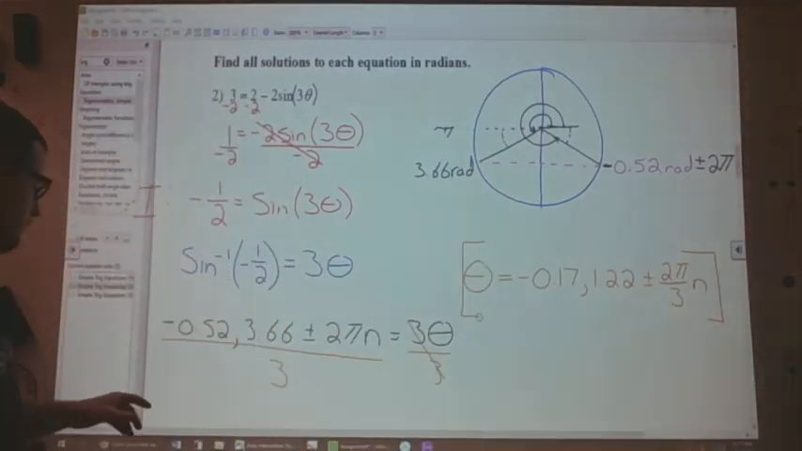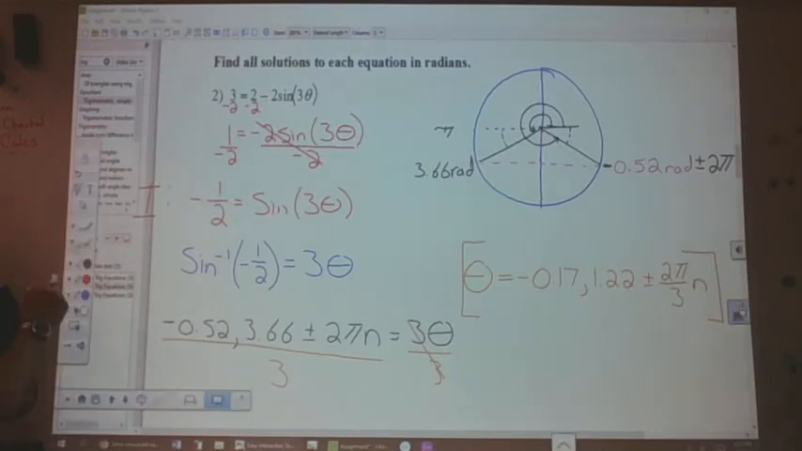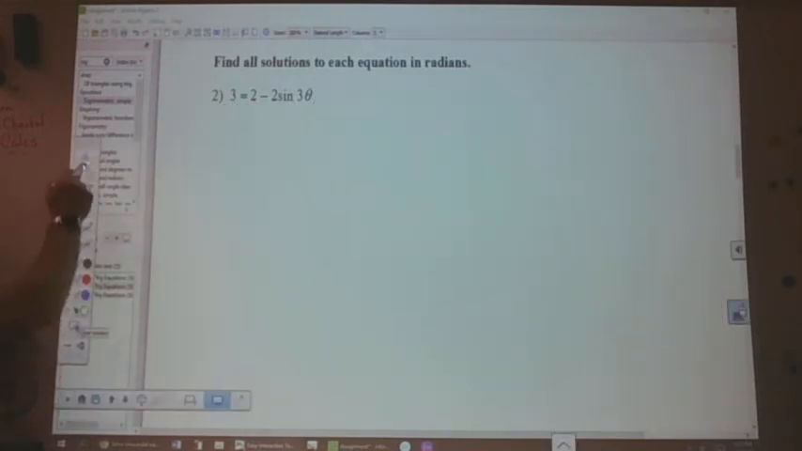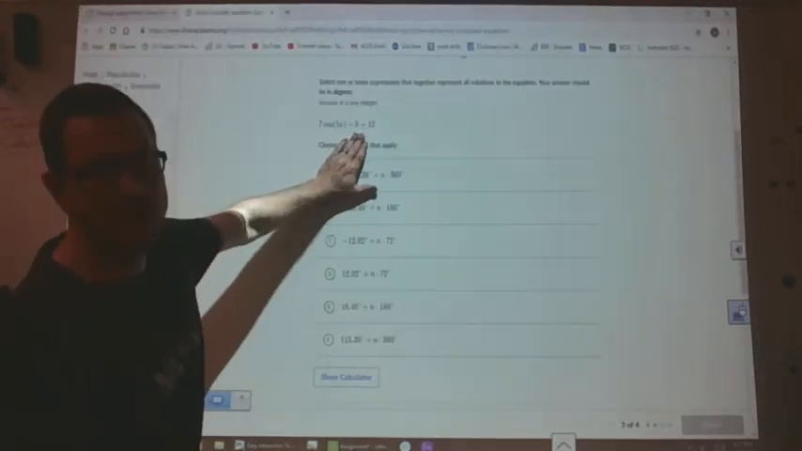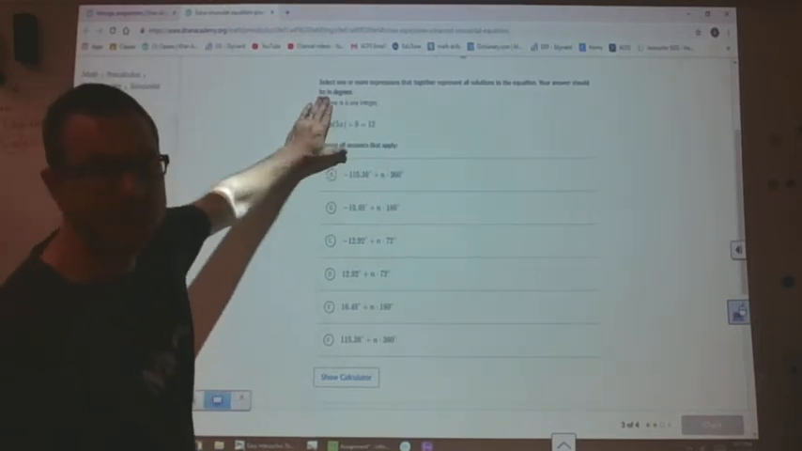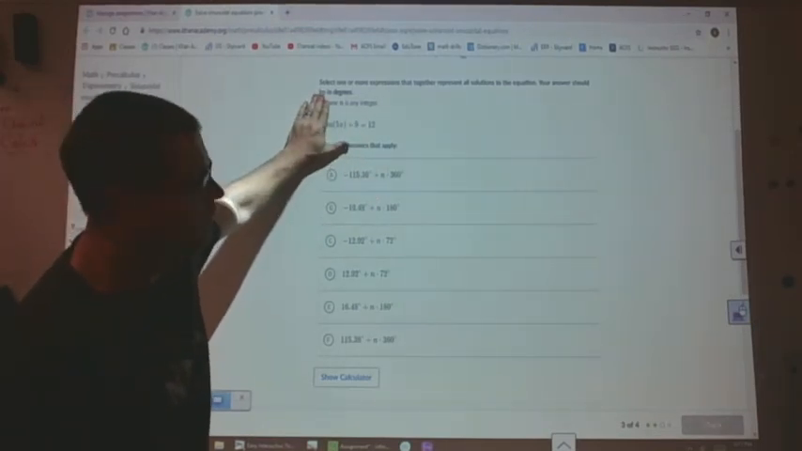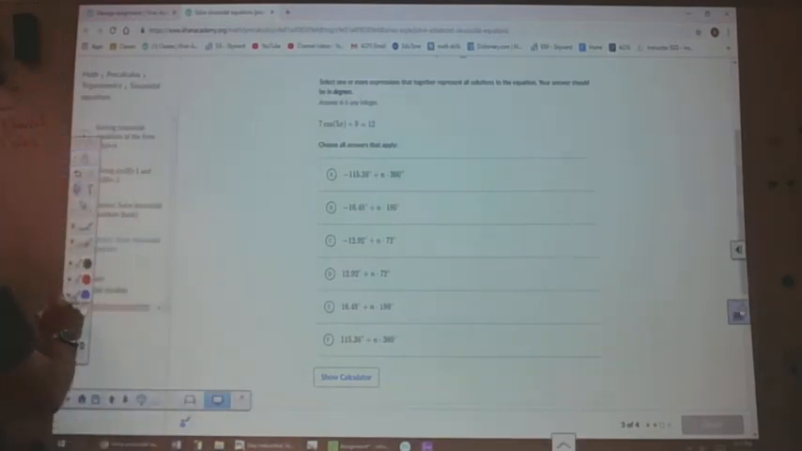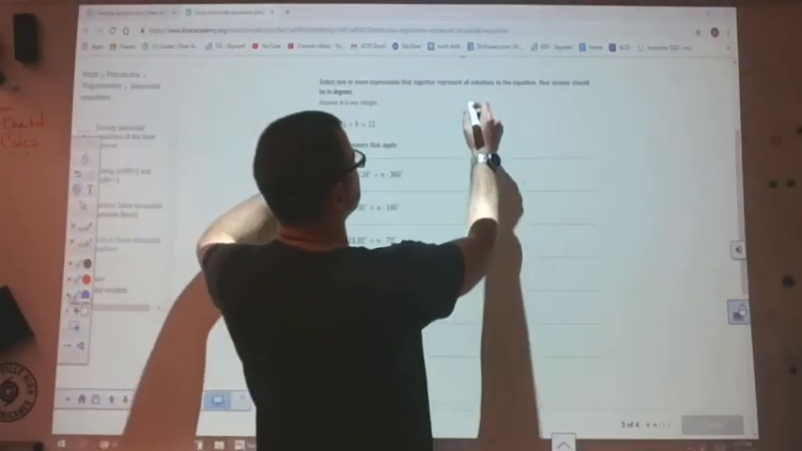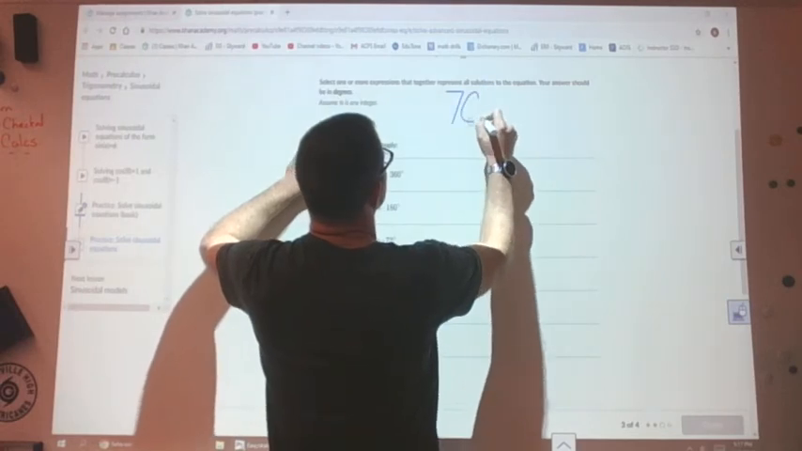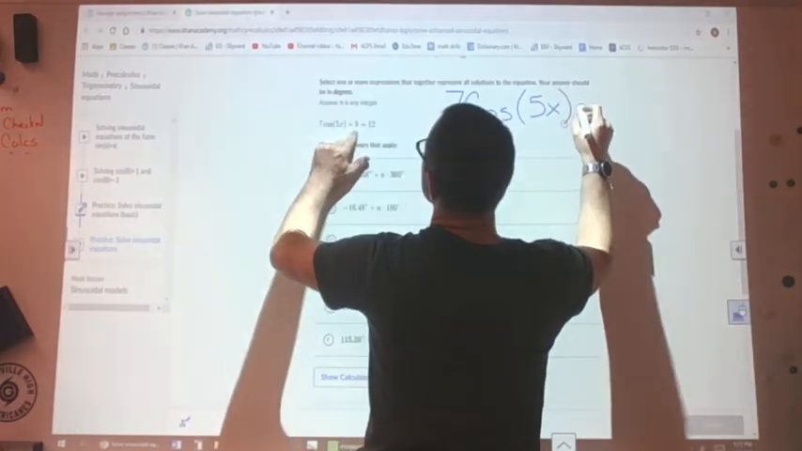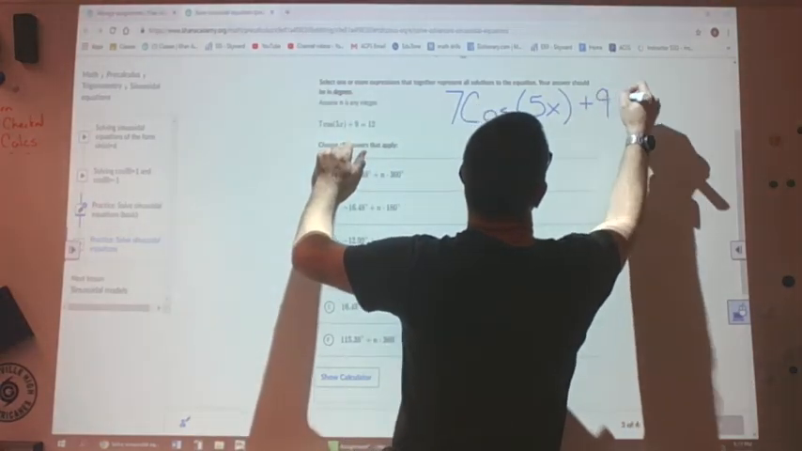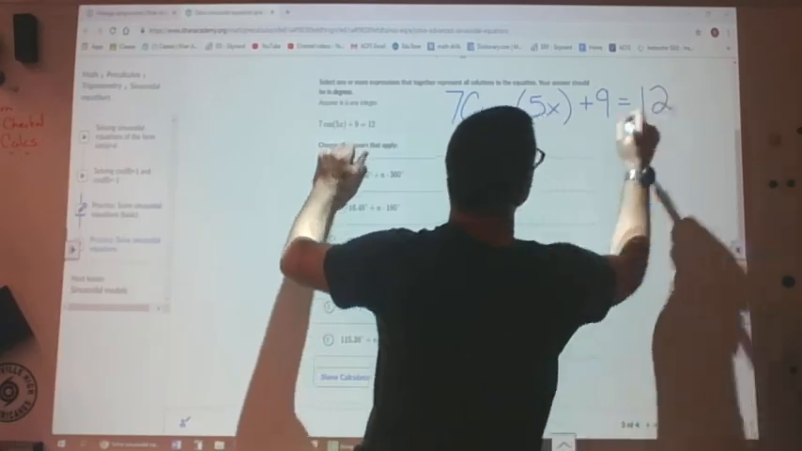Now, let's look at some of the ones that they have on Khan Academy. So let's get rid of this. Okay. So here, it's 7 cosine of 5x plus 9 equals 12, and it wants the answer in degrees. Okay. So we're going to work that. So I'm going to rewrite this so we can see it. So it's 7 cosine of 5x plus 9 is equal to 12.